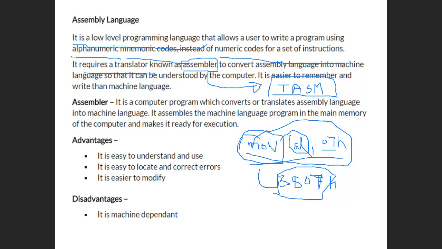The object file is an example of machine language. It is the binary code for all the assembly language instructions. So the main thing is that we need an assembler, also called a translator, that translates our assembly language program to the machine language program. And what are the advantages here? We can say it is easy to understand and use.